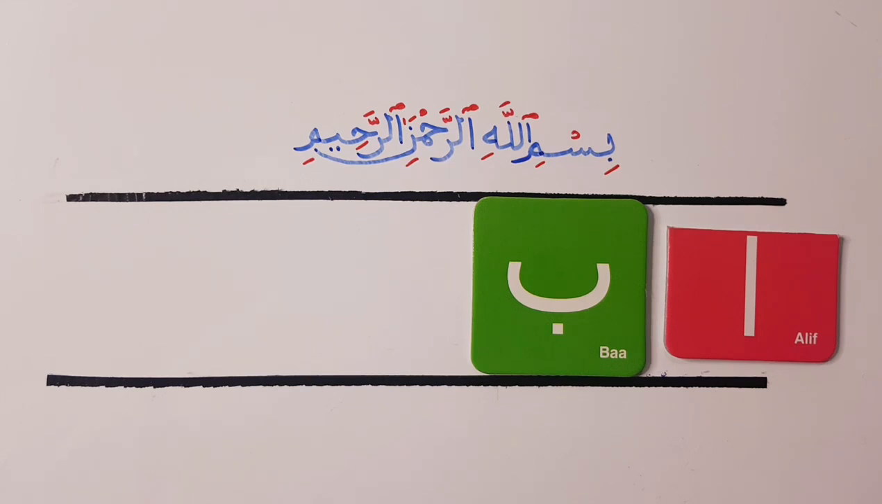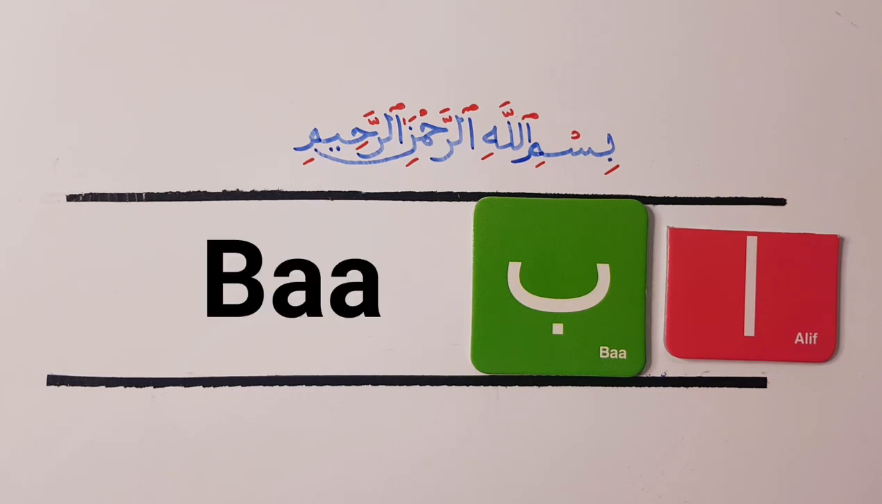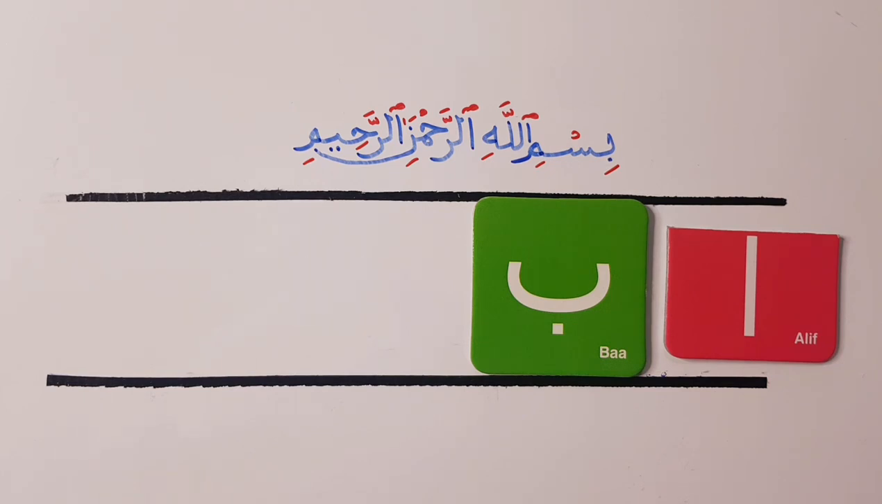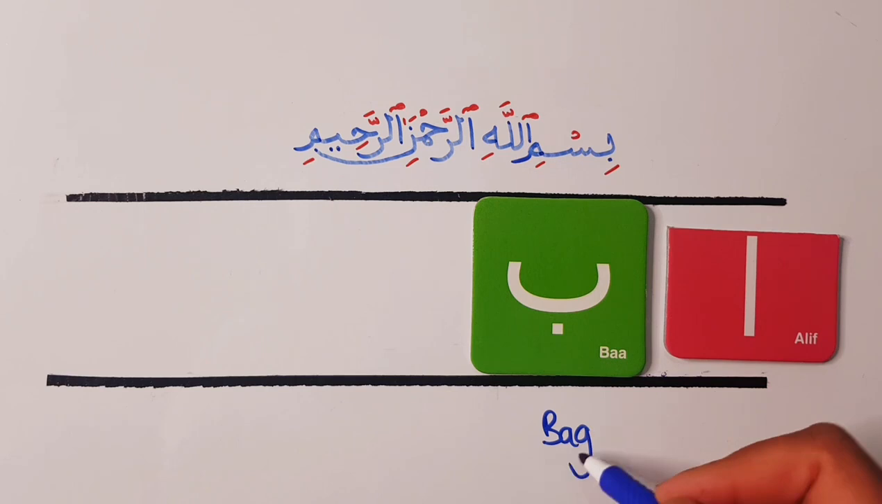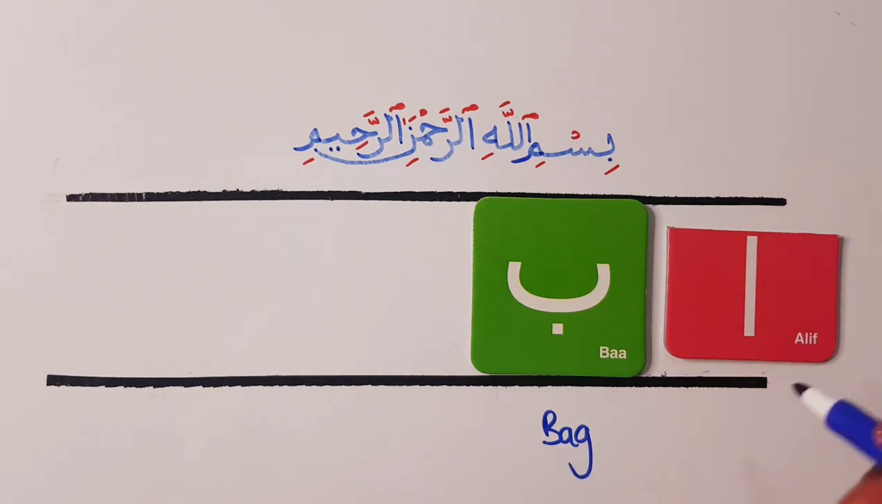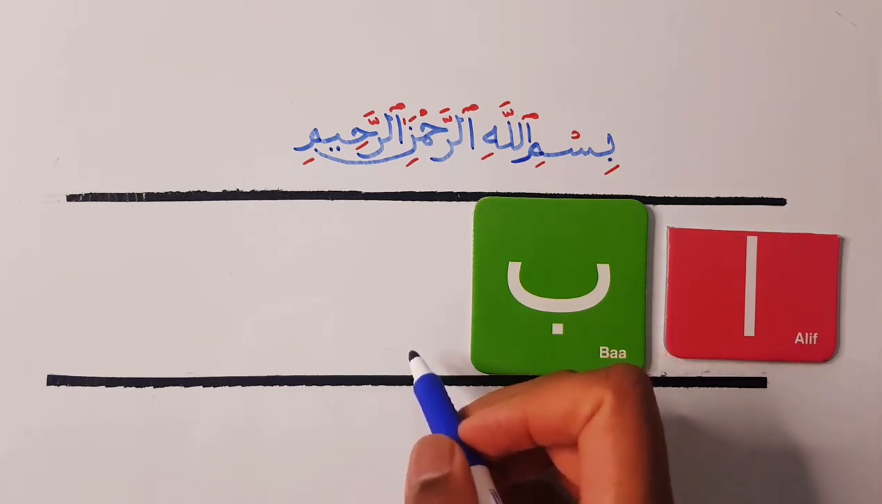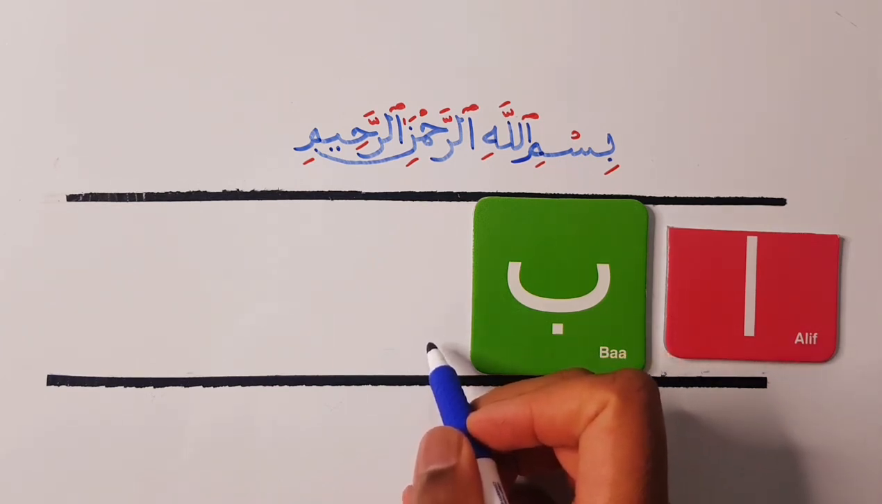Ba, ba, ba, ba, ba. And ba comes from the 2 lips closing together. And once you release, it makes the sound ba, ba. And this is exactly the same sound that you get when you say this word. Bag, ba, ba, bag, ba, bag.